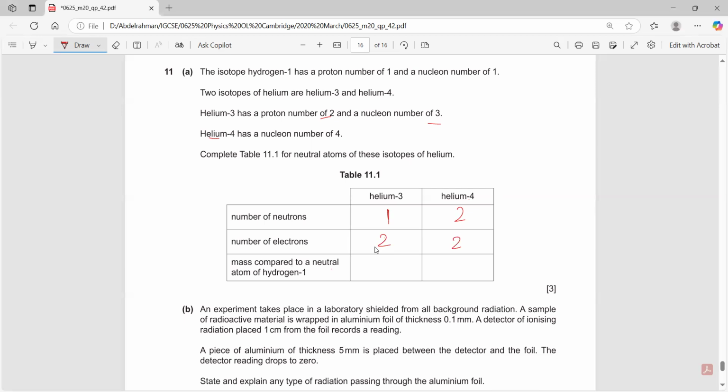Mass compared to a neutral atom of hydrogen 1. What is the mass of helium 3? What is the mass of helium 4? The helium 3, the mass of it would be 3. The helium 4, the mass of it would be 4. That's it.